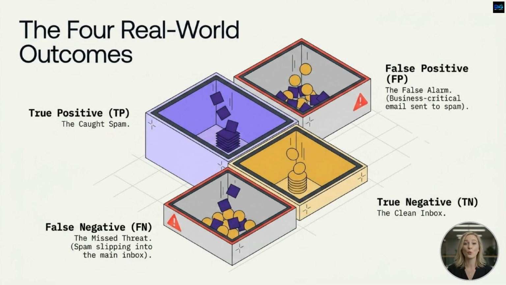Every prediction falls into one of 4 real-world outcomes. These include true positives and true negatives, which are correct, and false positives and false negatives, which represent errors. Understanding these 4 categories is the foundation for every metric we will discuss.